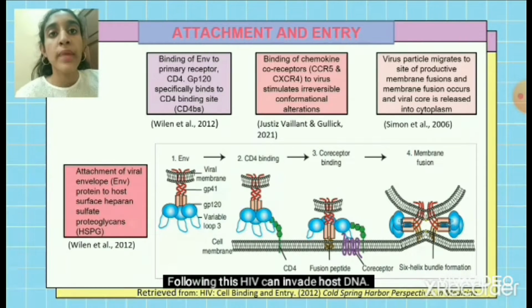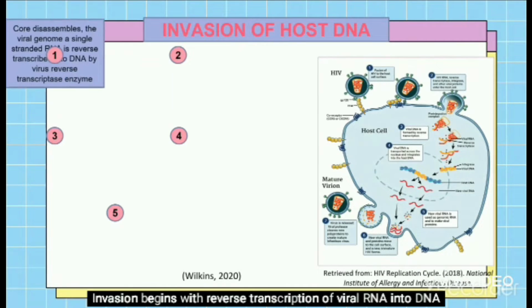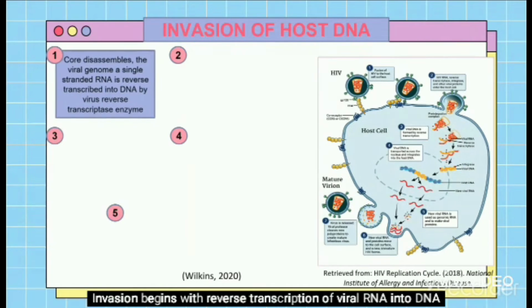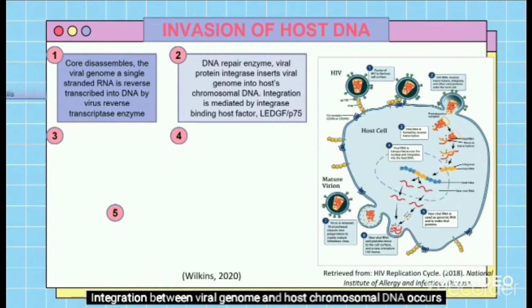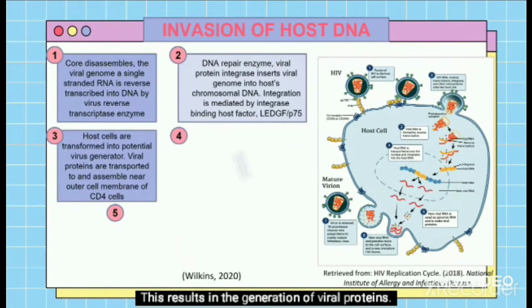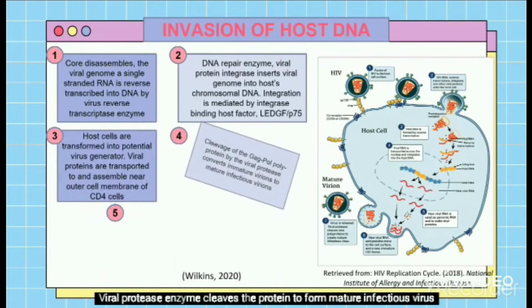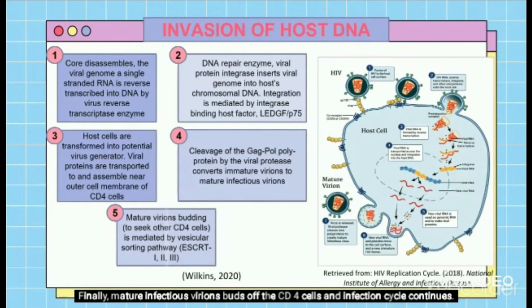Following this, the virus will be able to invade the host cell DNA. Invasion of host DNA begins with the reverse transcription of viral RNA into DNA. Then integration between viral genome and host chromosomal DNA occurs. This results in the generation of viral proteins. Viral protease enzyme then cleaves the viral protein to form mature infectious virions. Finally, mature infectious virions bud out of the CD4 cells and the infection cycle continues.